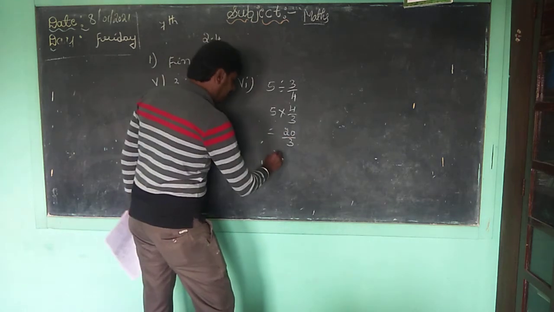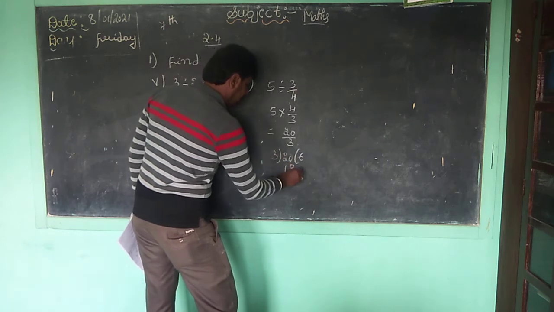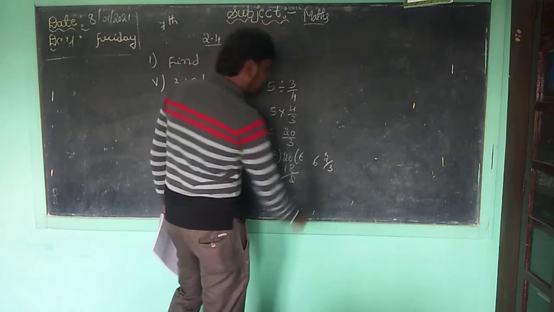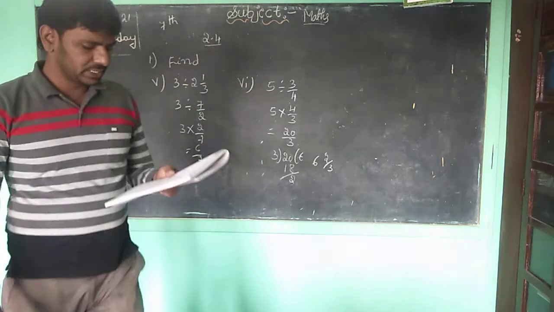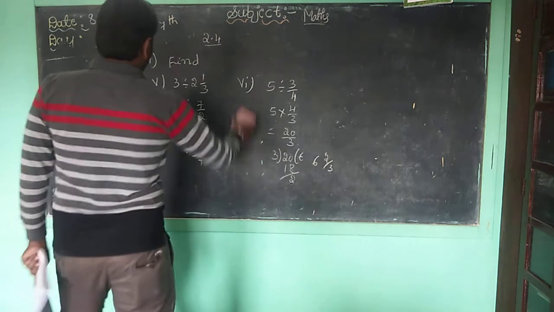Correct, children, you want to convert to a mixed fraction, 2 6s are 12, 3 6s are 18. Correct. 6 2 by 3. This is also what, children. Next you want to go to the second one. What is that second one?